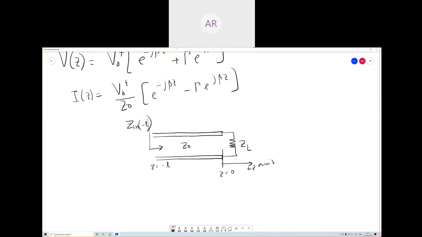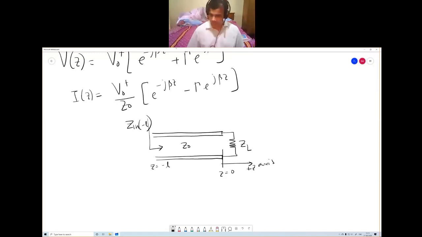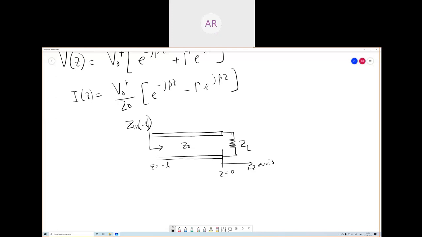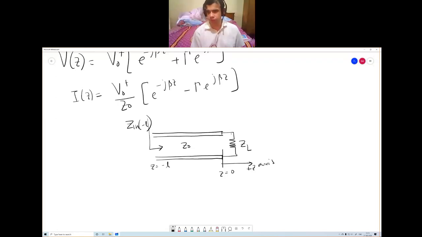Second step is at the end of this transmission line, we have connected a lumped load of impedance ZL. This load here. Now we denote the point where the load is connected to be z equal to 0. We assume that point is the origin. And see the direction of the plus z axis: it is opposite to the line.